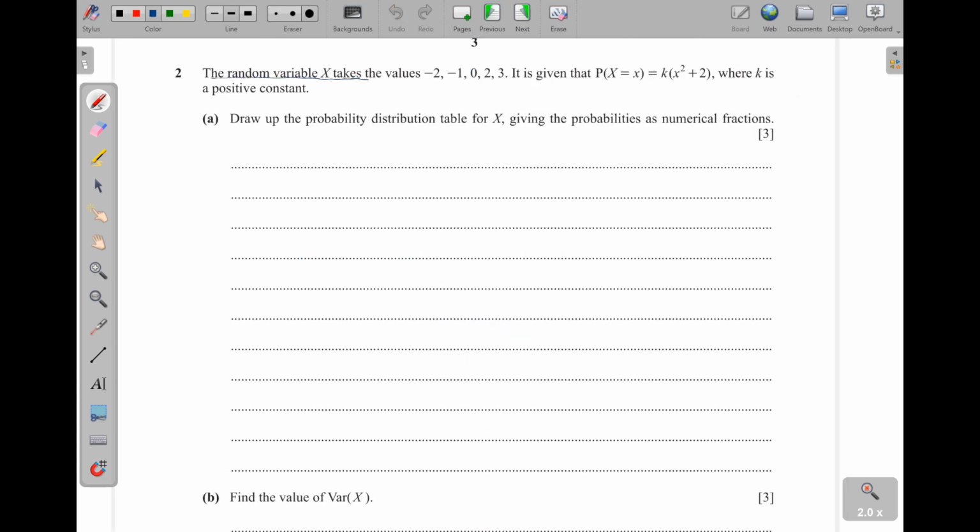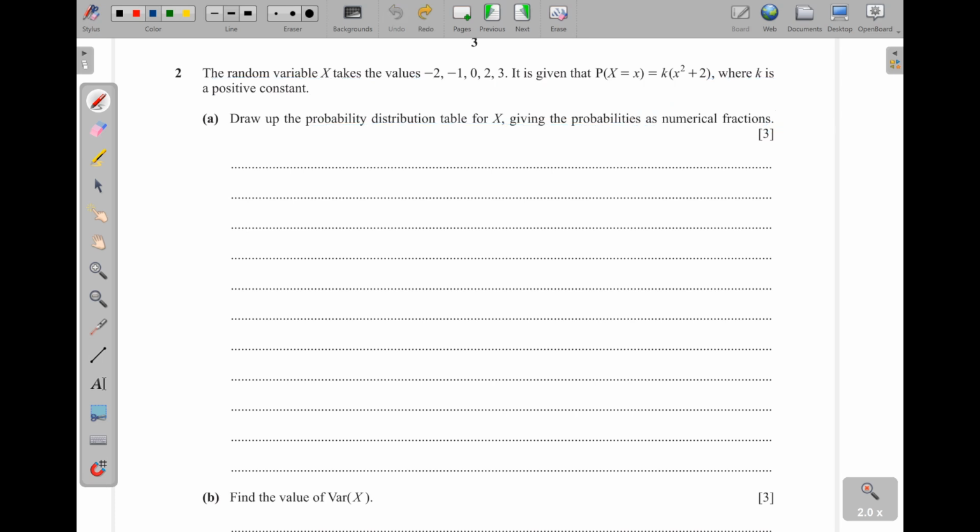The random variable x takes the values -2, -1, 0, 2, 3. It is given that the probability of x is equal to k times (x squared plus 2), where k is a positive constant. Part A. Draw up the probability distribution table for x, giving the probabilities as numerical fractions.